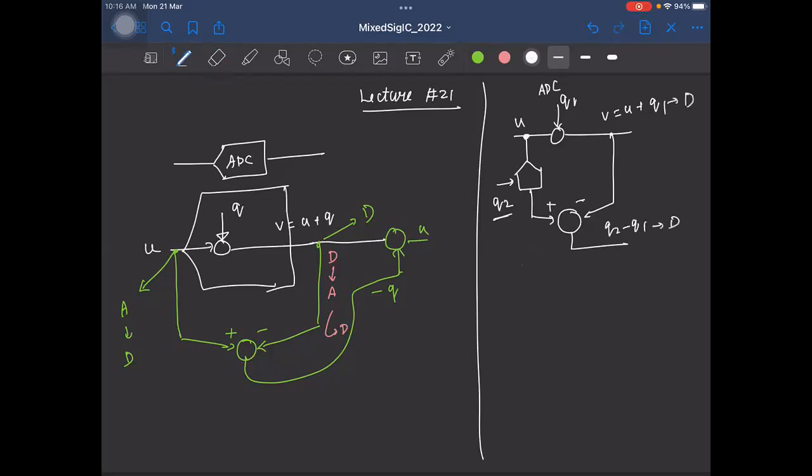This is also in digital. I can simply add it. But if you add these two, what do you get? If I add these two signals, what do I get? Sorry? Q plus Q2, right? So I'm essentially not gaining anything. It is as if I'm taking this ADC and doing the operation. This way I'm not getting any benefit.